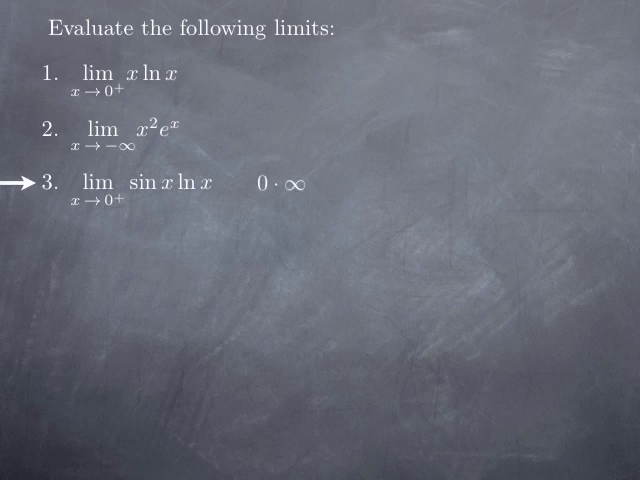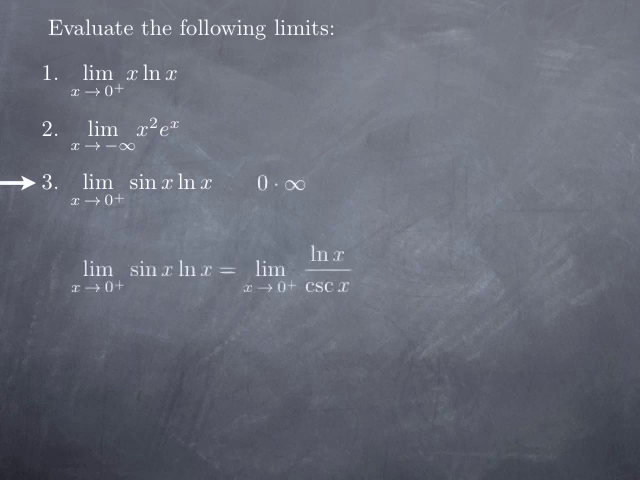For the third example, we're looking for the limit at 0 from the right of the product of sine x with ln of x. When x is approaching 0, sine x is approaching 0, and ln of x is approaching negative infinity at 0 from the right. So we have an indeterminate form of the type 0 times infinity. We're going to rewrite that as a quotient in order to be able to use the rule of de L'Hopital. So sine x times ln of x, I can write that as ln of x divided by the reciprocal of sine x, which can be written cosecant x.